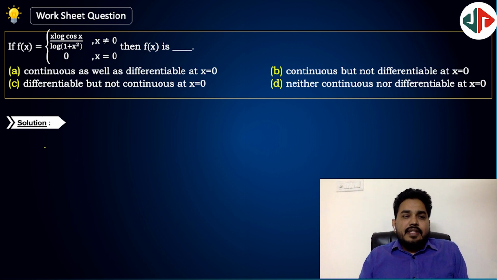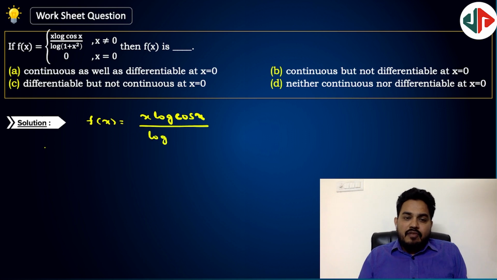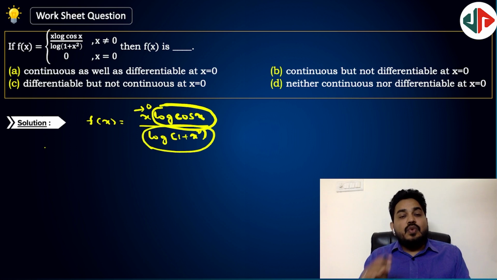So what is this question? f of x is equal to x log of cos x by log of 1 plus x square. This is the thing. So extending to 0, what is the situation? This value goes to 0, this value goes to 0, and this value is also going to 0. All the three things are going to be 0.